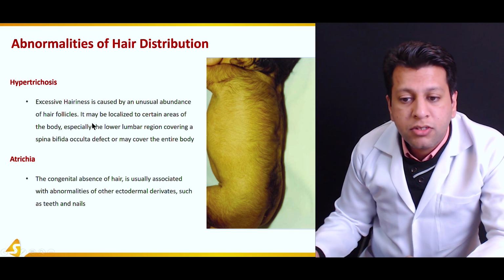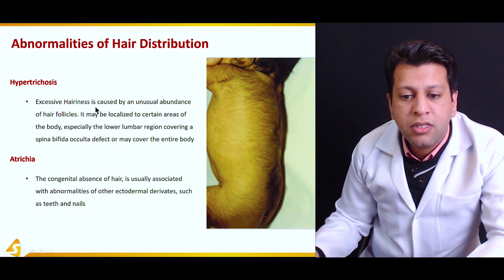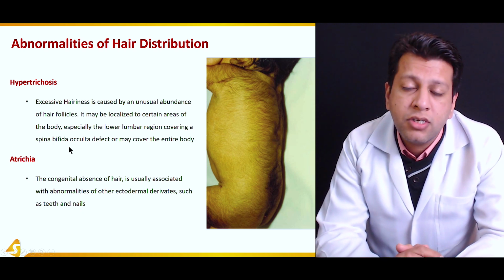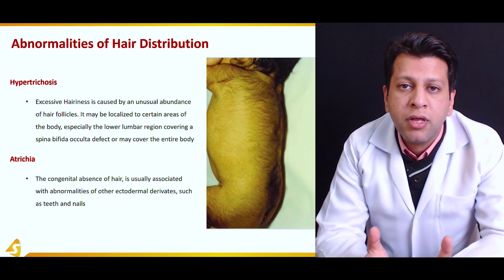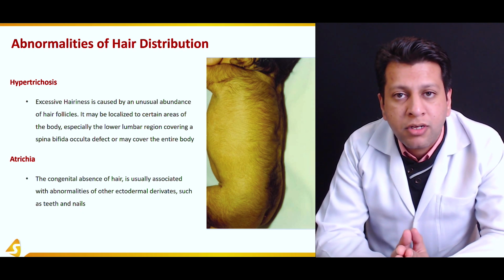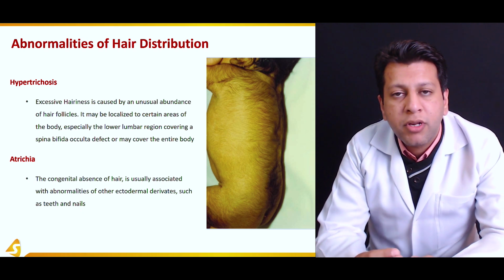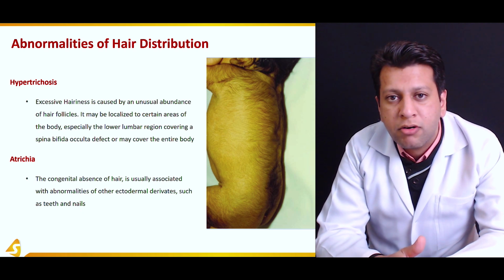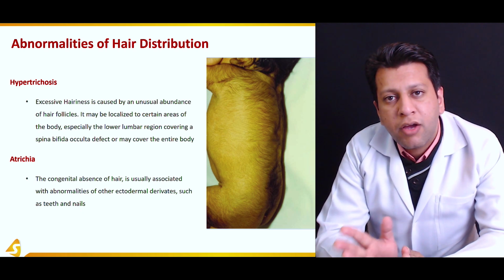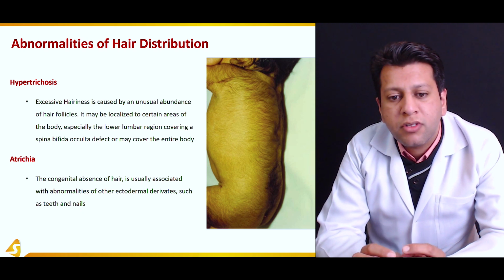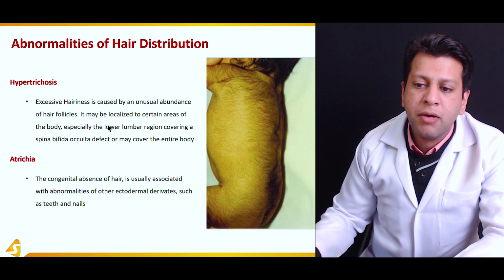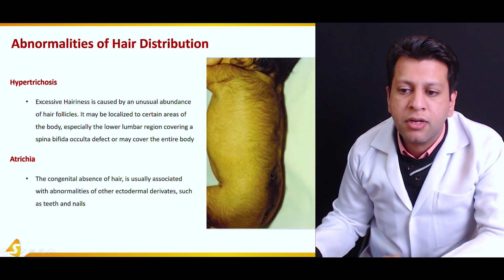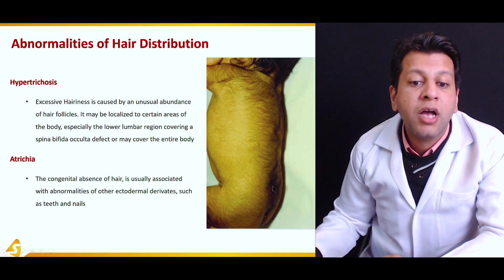It may be localized to certain areas of the body, especially the lower lumbar region covering a spina bifida occulta. This is a disease called spina bifida, in which there is an abnormality of the lower spine or the spinal cord. In the lower lumbar region, there is an opening of the spinal cord because there is not complete fusion of the membranes of the spinal cord. This opening is covered up by excessive hairiness, as you can appreciate over here, especially a tuft of hair, a bunch of hair present in this area. This is termed hypertrichosis.